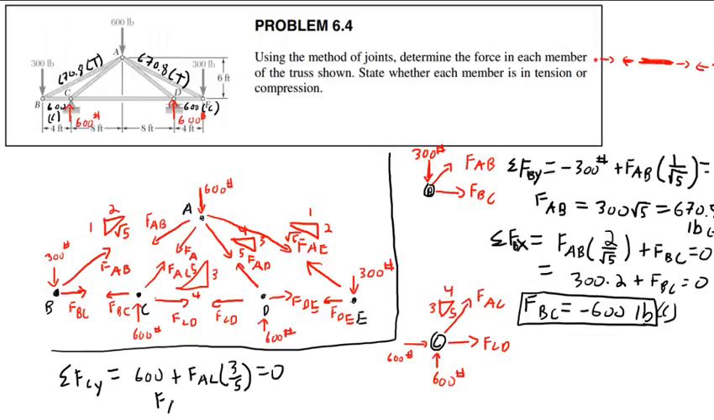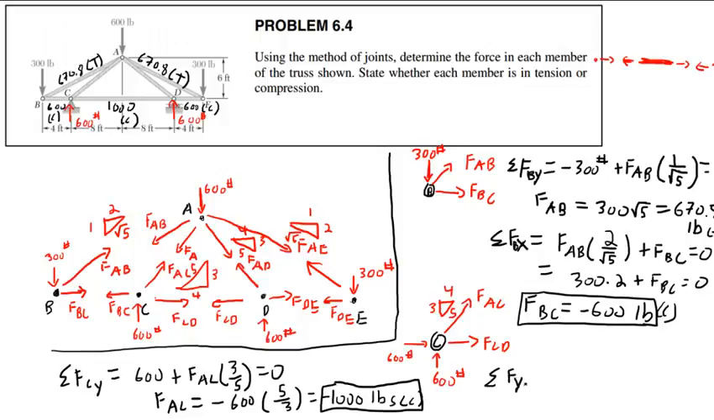FAC is going to then be equal to negative 600 times, let's see, 5 over 3, which 600 over 3 is 200. 200 times 5 is 1,000. So negative 1,000 pounds or compression. That's FAC. So we have 1,000 pounds compression here.